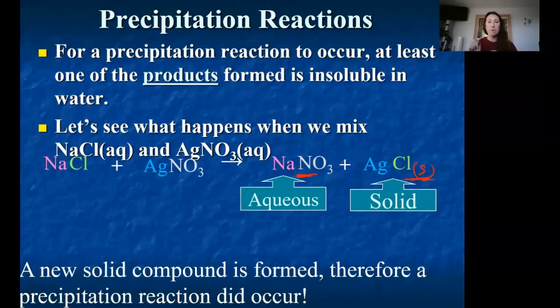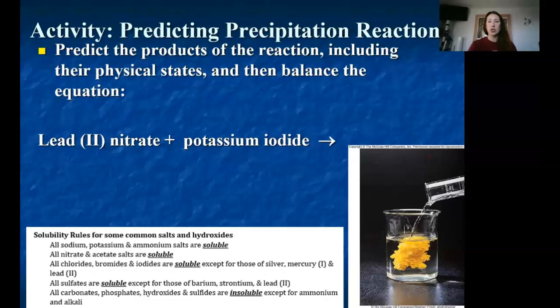Okay, so remember, for a precipitation reaction to occur, you have to have a solid. If there's no solid, then nothing happened, right? Nothing happened at all. Okay, so let's try this one.